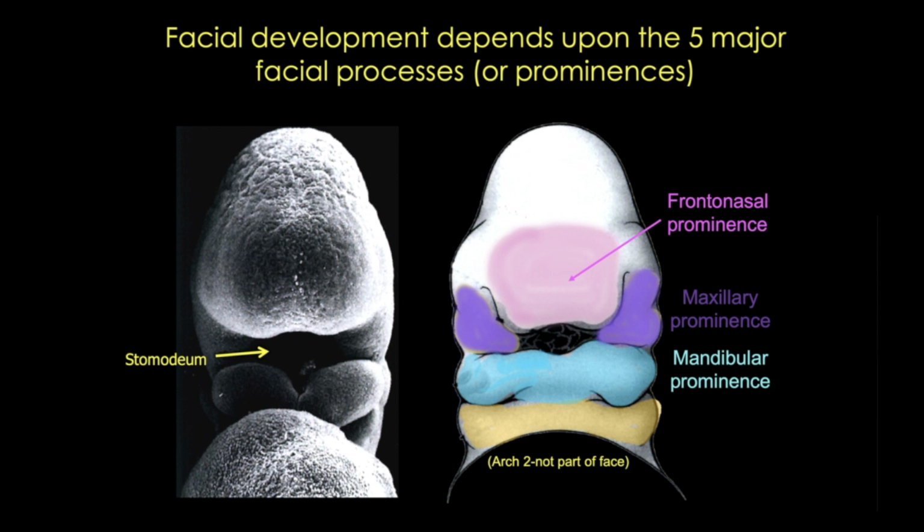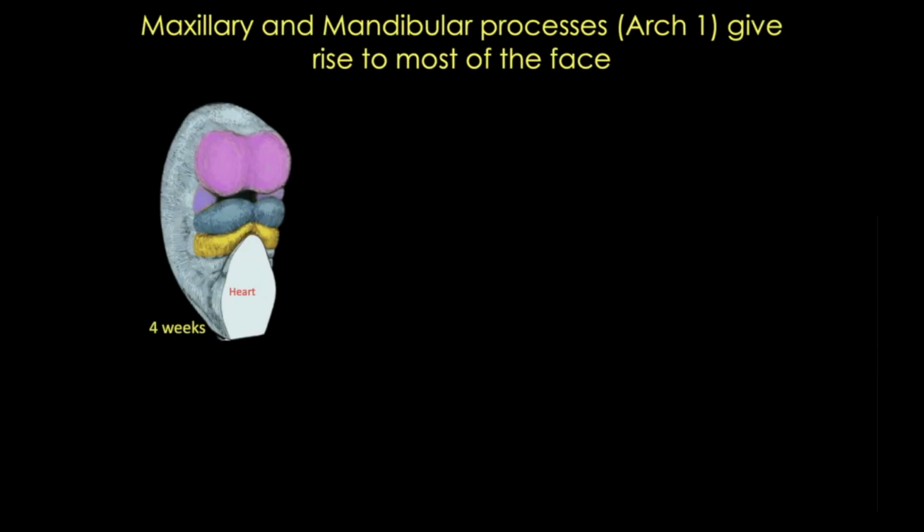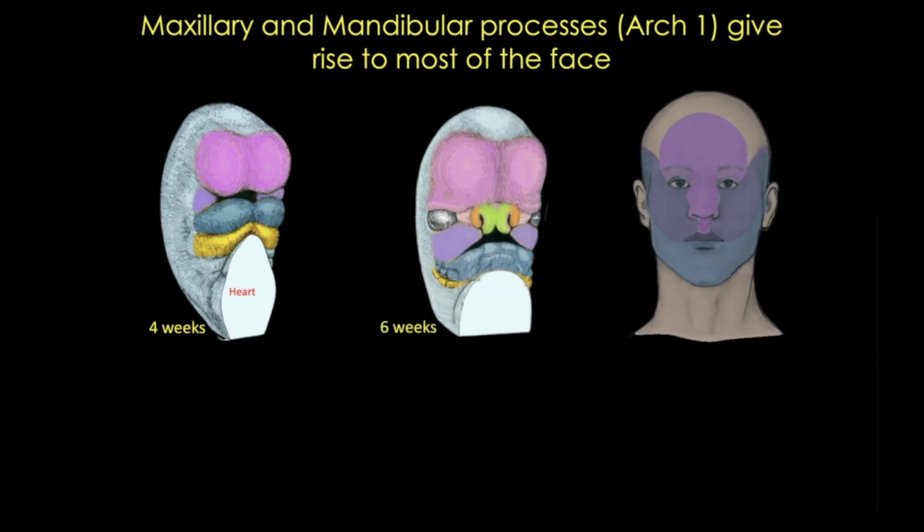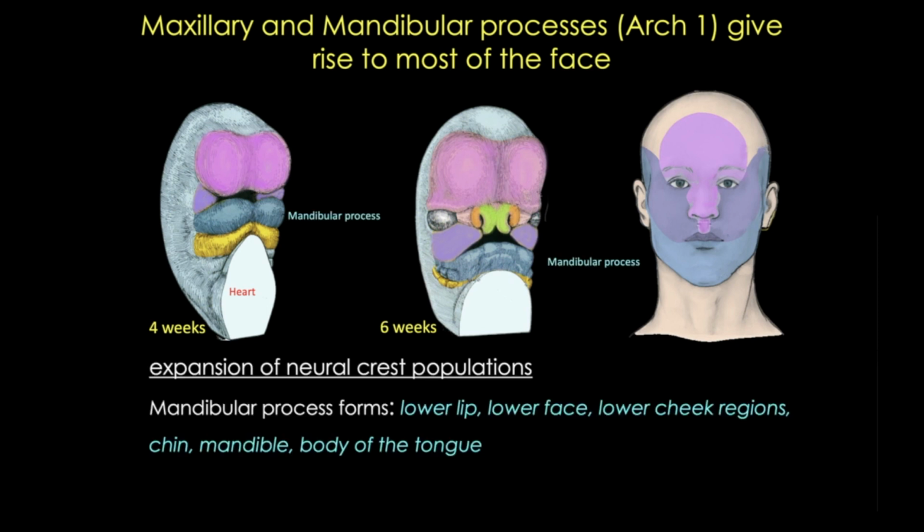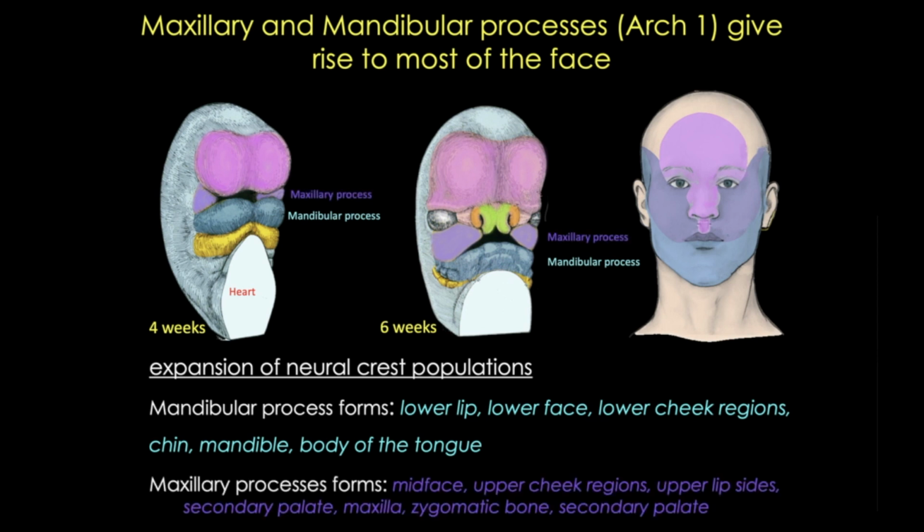Here you can see some cartoons showing facial development at 4 weeks, 6 weeks, and in the adult, and I've color-coded them. So most of this growth and change is going to depend upon expansion of neural crest populations. We have the blue mandibular process that will form the bottom of the face, including some of the tongue and chin, while the purple maxillary processes will give rise to that mid-face, the upper lips, the palate, etc. And that frontal nasal process in pink forms the forehead and eventually part of the nose.